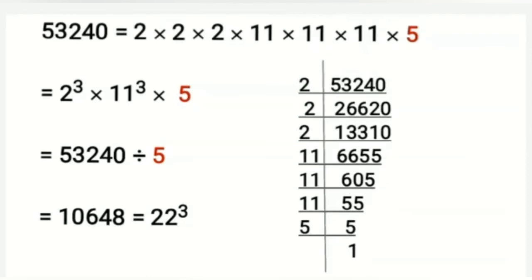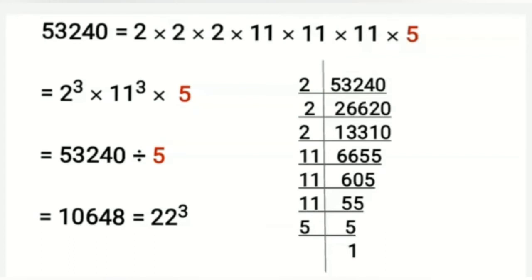6,655. And now it is divisible by 11. How many times? 605. Again divisible by 11. How many times? 55 times. 55 again divisible by 11. How many times? 5 times. And 5 is again divisible by 5 one time. So I got the prime factors.